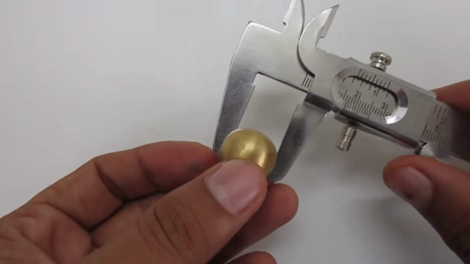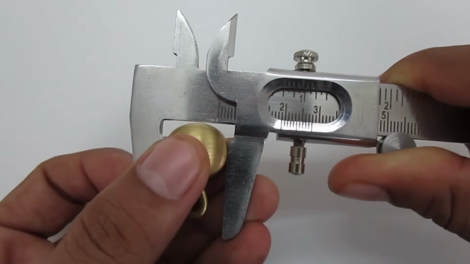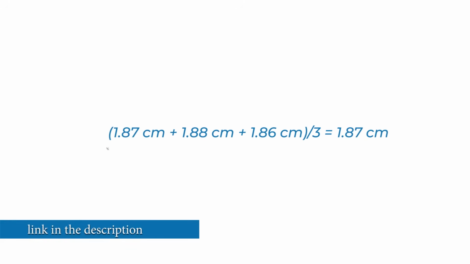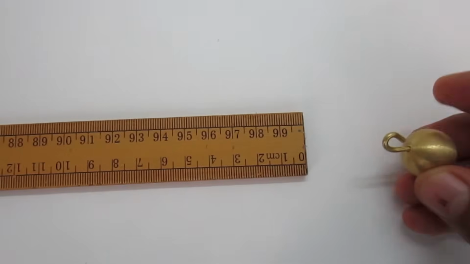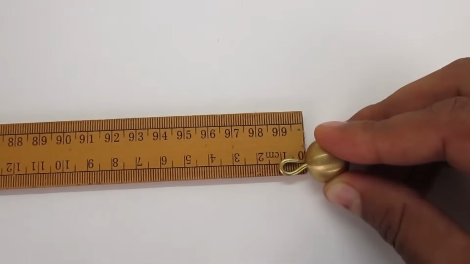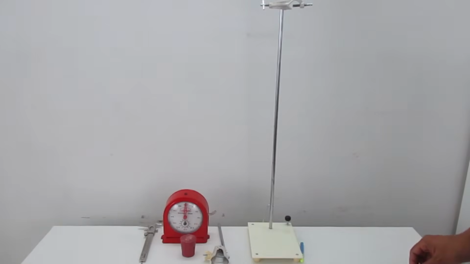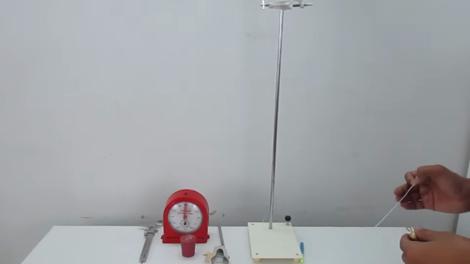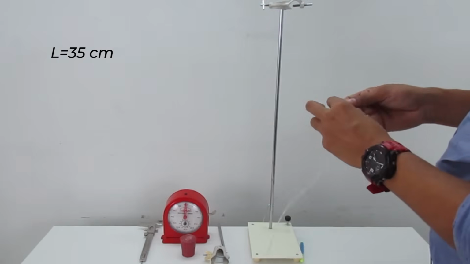First, I will measure the mean diameter of the bob by Vernier caliper. Here, I have taken 3 different readings and calculated the average, as explained in experiment number 1. I measure the length of the hook by a meter scale. As you can see, the length of the hook is 1.1 cm. Now that the radius R and the length of the hook H of the bob are known, I will adjust the length of the thread L to make the effective length 35 cm.